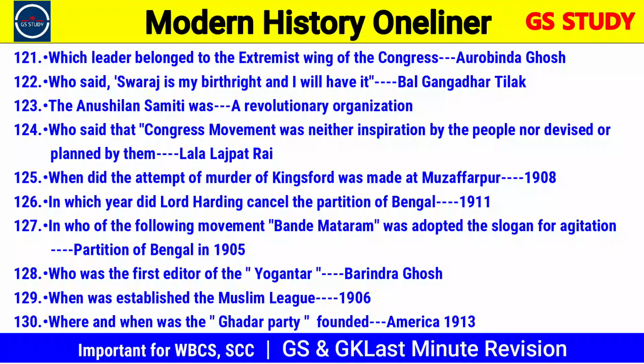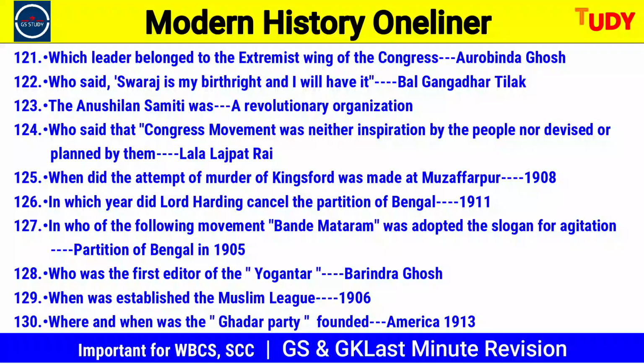125. When was the attempt of murder of Kingsford made at Muzaffarpur? 1908. 126. In which year did Lord Hardinge cancel the partition of Bengal? 1911. 127. In which movement was Vande Mataram adopted as the slogan for agitation, partition of Bengal in 1905? 128. Who was the first editor of the Yugantar? Barindra Ghosh.